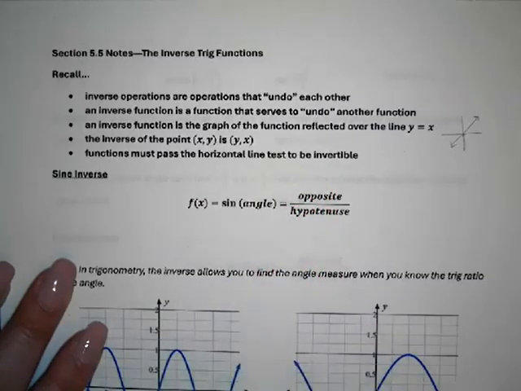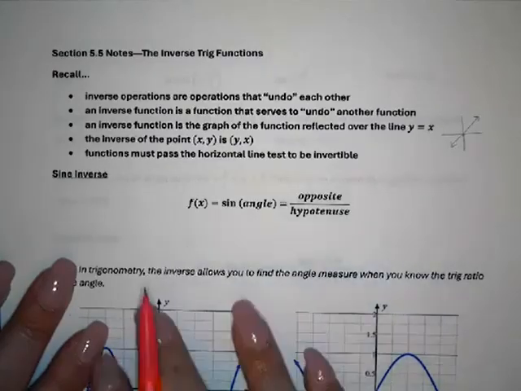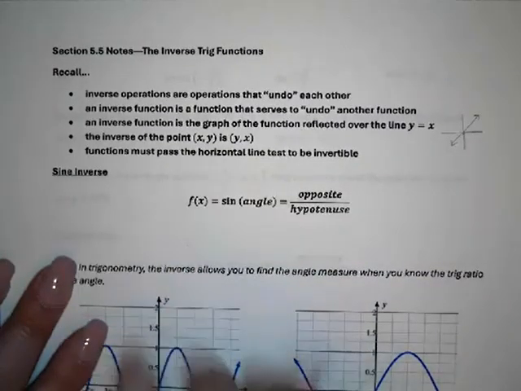So for a function to be something you can get the inverse of, it has to pass the horizontal line test. Okay, so the first inverse trig function we're going to talk about is sine inverse.